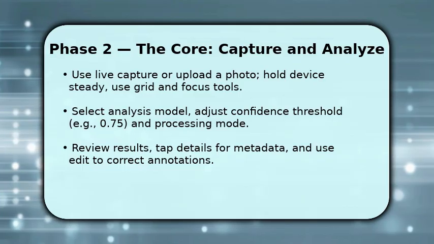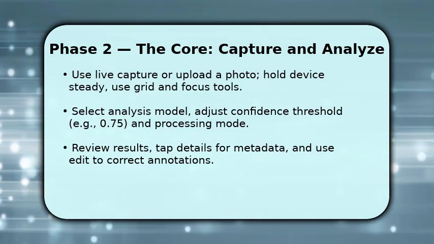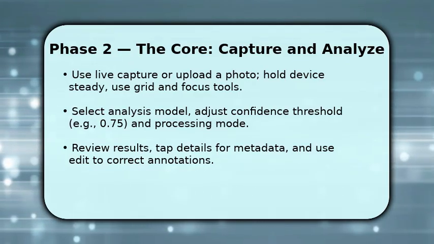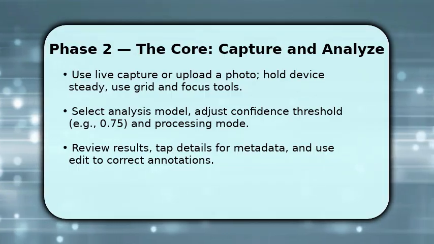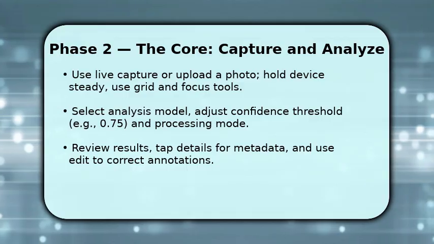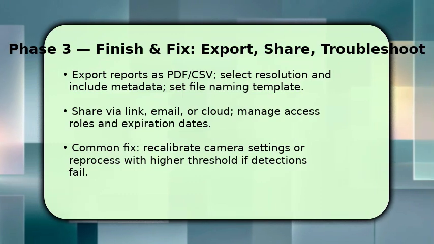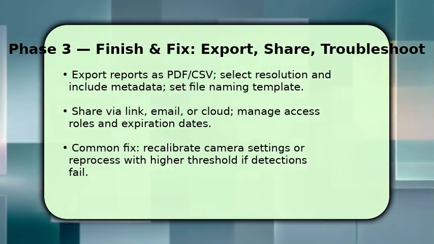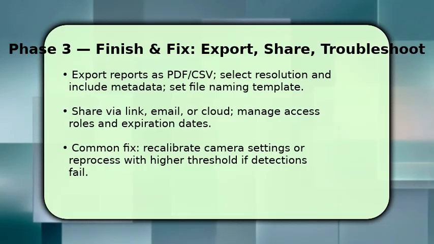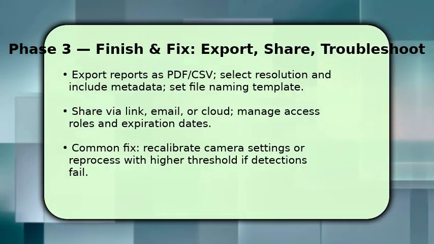When results appear, tap any detection to view metadata and provenance. If labels are wrong, use the edit tool to correct annotations so future models improve. You finalize by exporting the analysis as PDF or CSV, choosing resolution and whether to include metadata. Set a file naming template to keep records consistent.